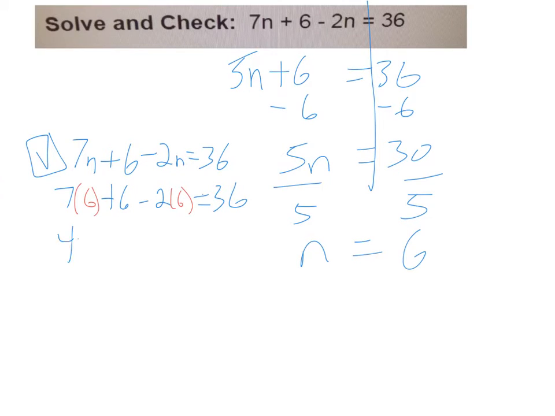So then that's going to give you 42 plus 6 minus 12 equals 36. 42 plus 6 is 48. 48 minus 12 is 36. So that goes ahead and checks.